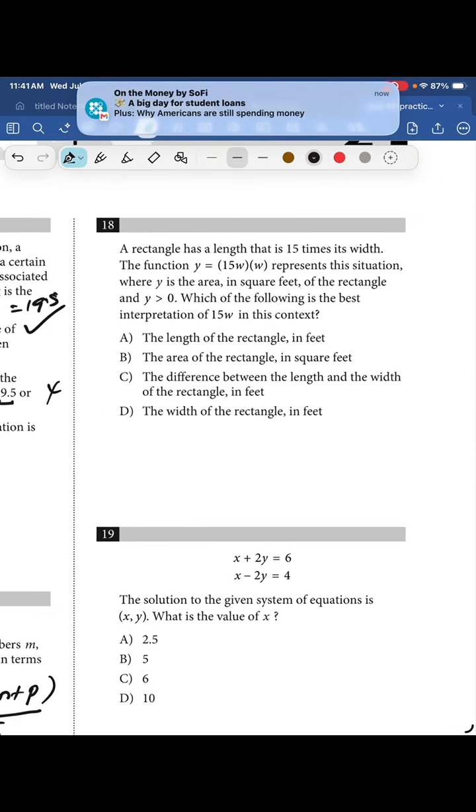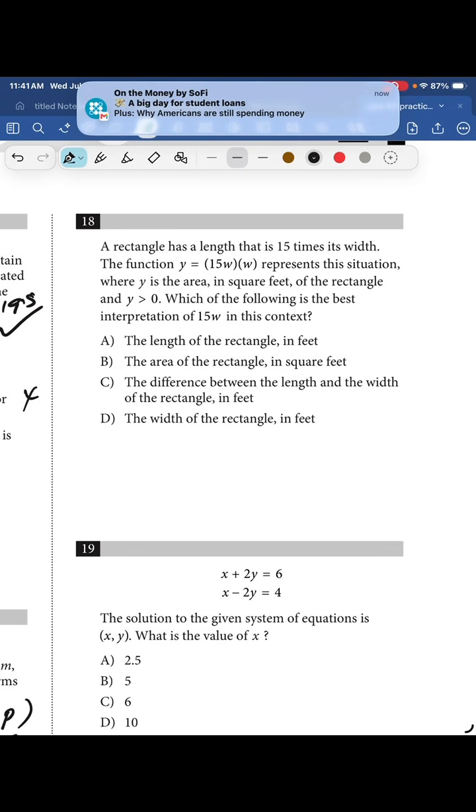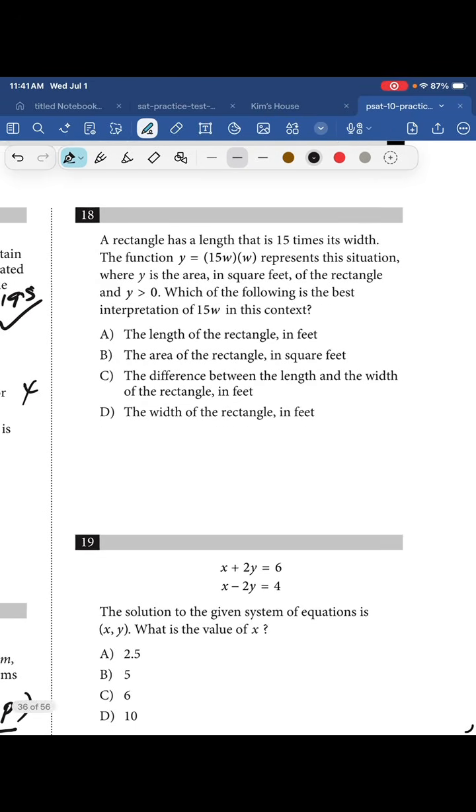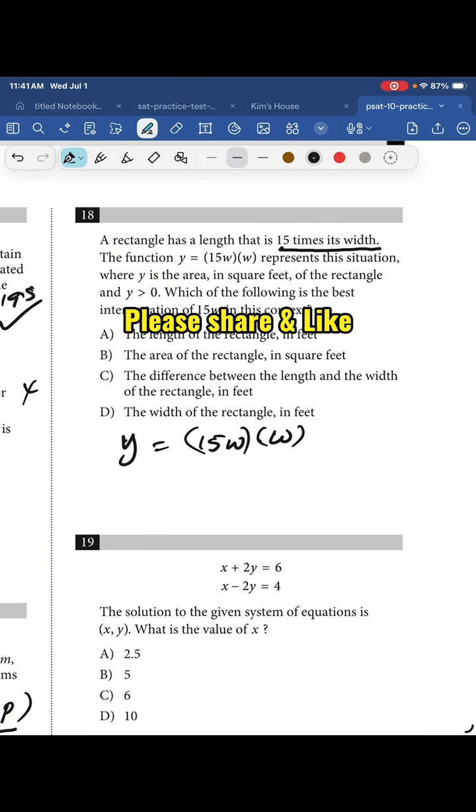Now let's look at the next one. This is 18. It says, a rectangle has a length that is 15 times its width. The function y equals 15w multiplied by w, okay? Represents this situation where y is the area, in square feet, of the rectangle, and y is greater than 0. Which of the following is the best interpretation of 15w in this context?